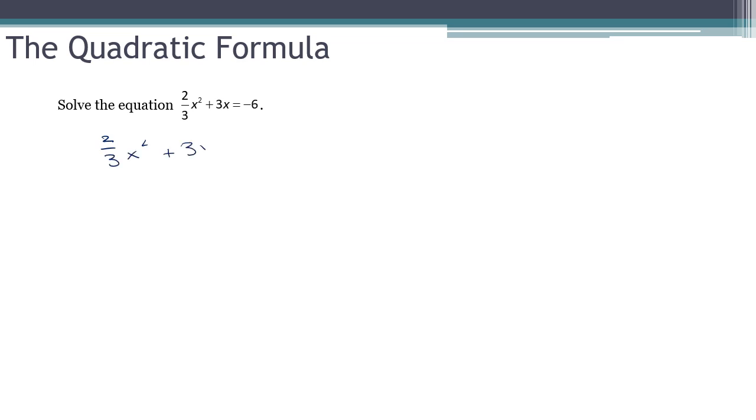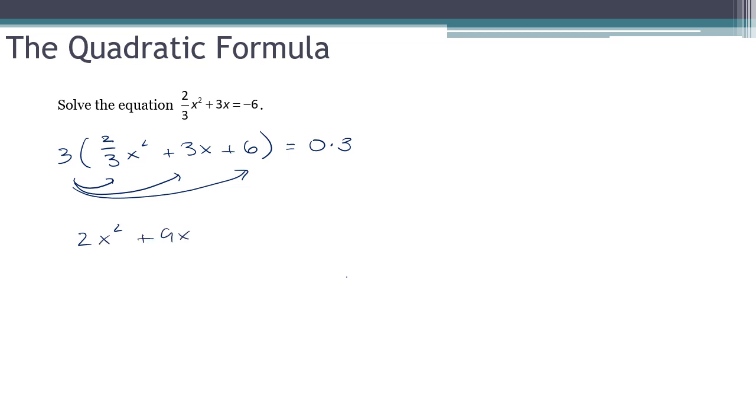the first thing I'm going to do is move that 6 over, right? Add 6 to both sides since I know I want this equal to 0. Then I'm going to multiply both sides by 3. That's going to get the fraction out of there. Then I don't have to worry about it. So if I distribute the 3 into the parentheses, this becomes 2x squared plus 9x plus 18 equals 0. Excellent. Now I'm going to go to the formula.